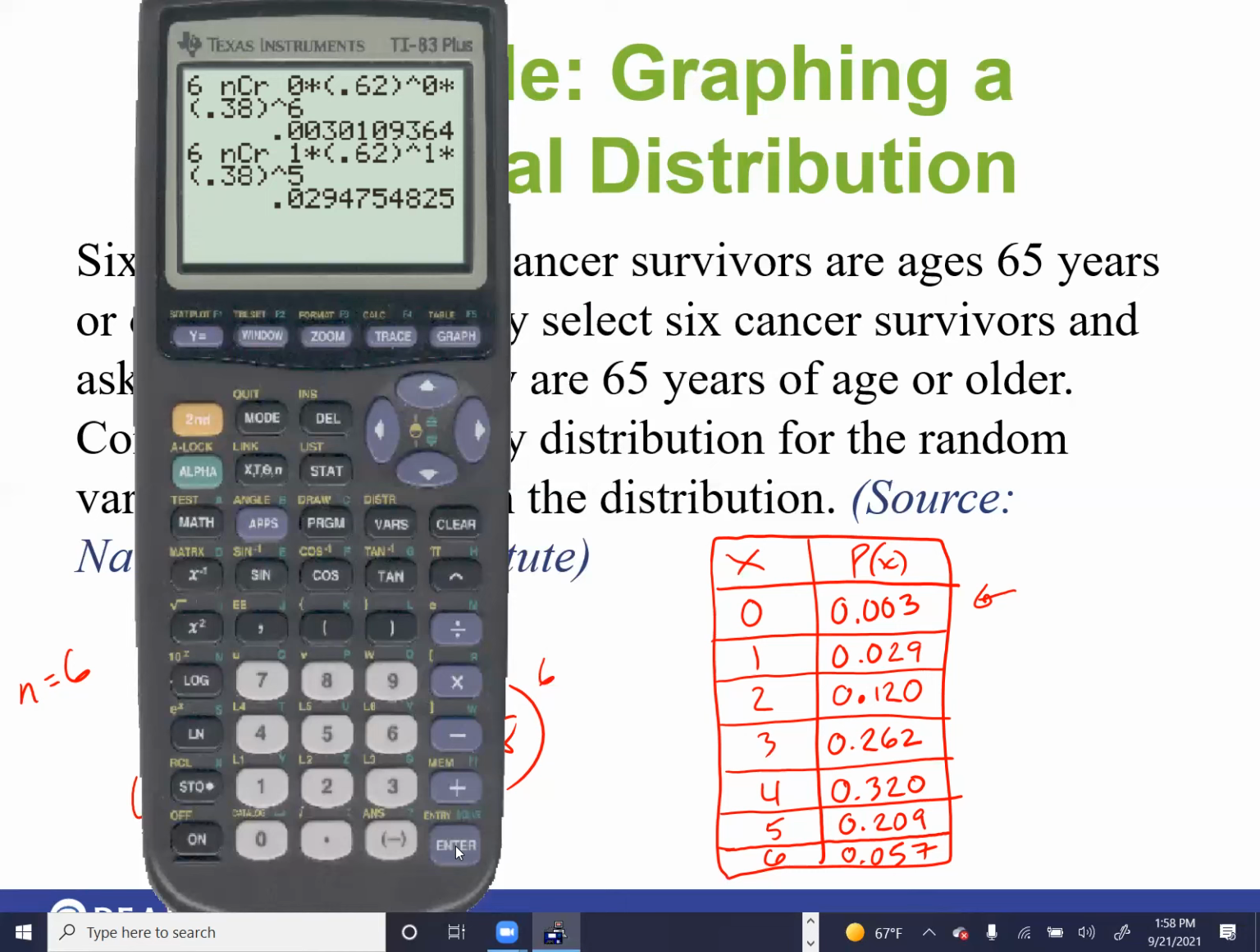I'll just walk around for a little bit here. Most are doing good. Because you have numbers along the x and numbers on the y, you are going to connect the dots together. So the bars should actually touch each other.